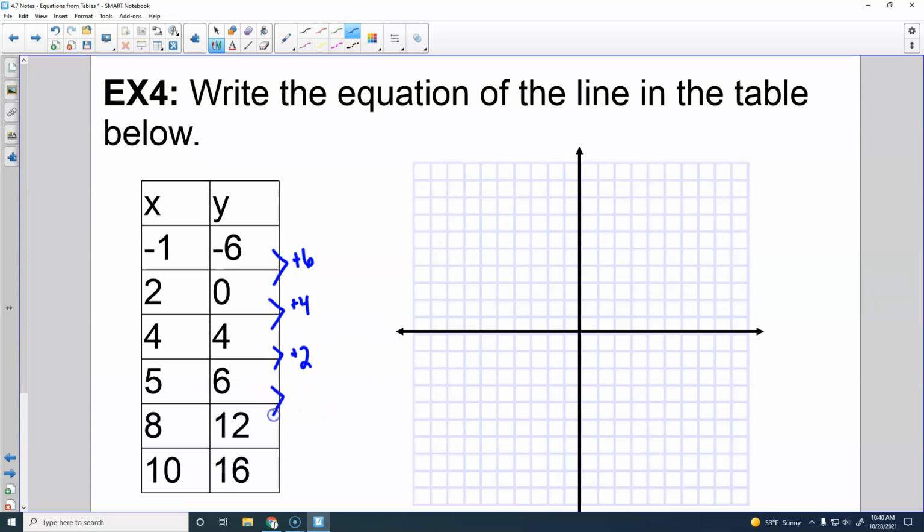And then, Zane, tell me how much you got to go up to go from 6 to 12. 6. Good. And Cameron, what about 12 to 16? 4. Okay? All right, so those are all my changes in y's. Notice they're all different. But that's going to be okay if our x's are different.